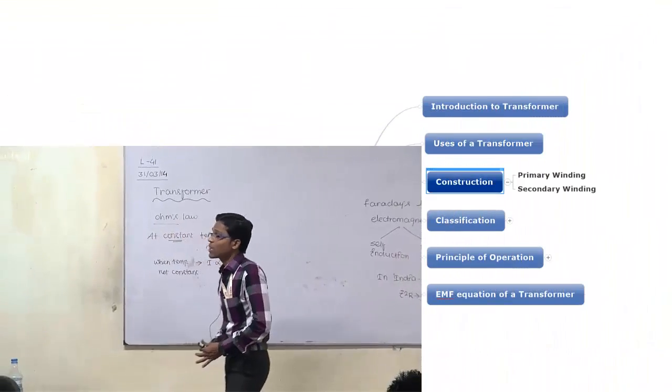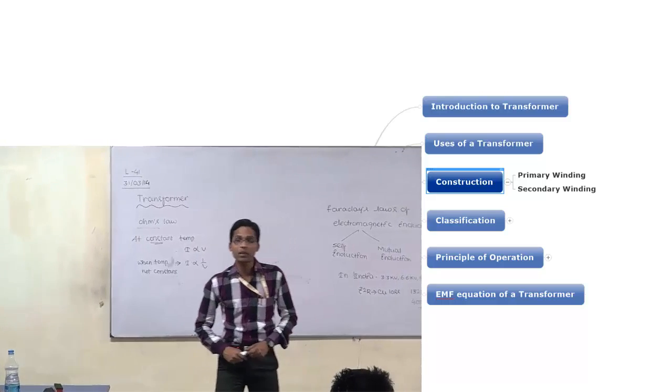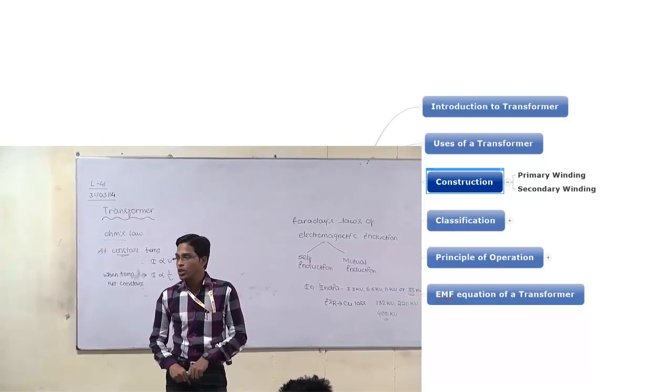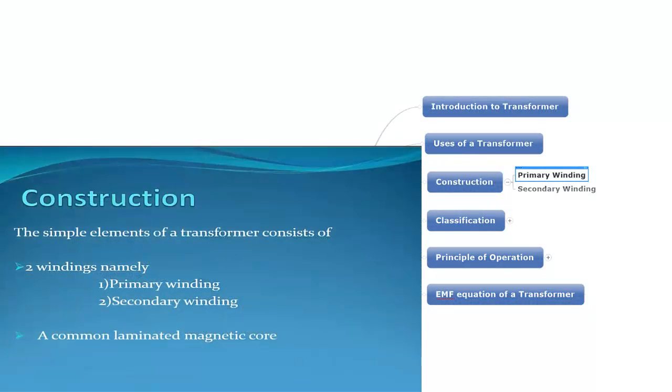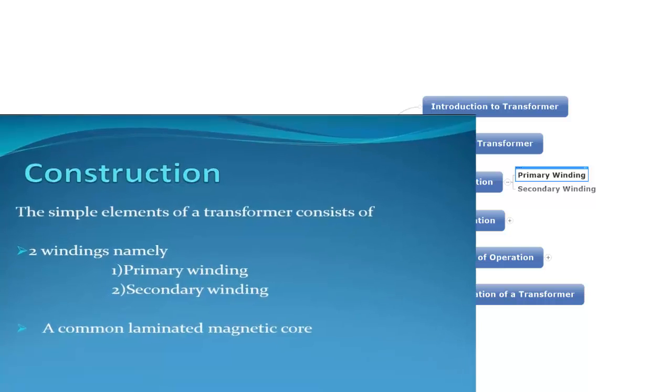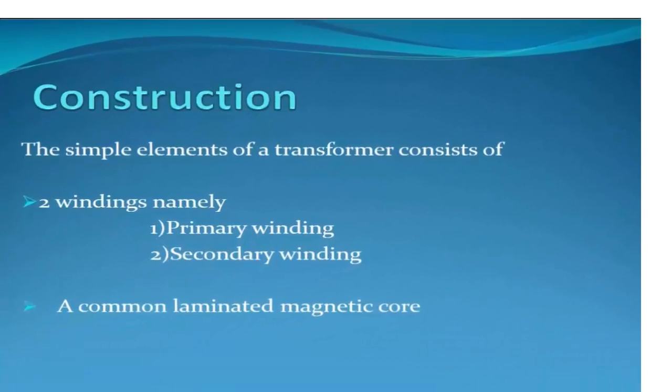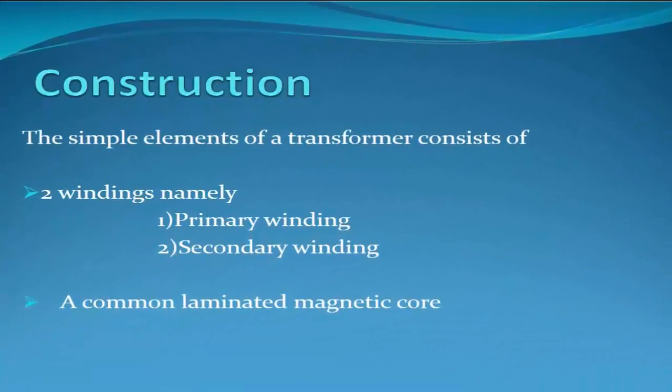Next one is construction. What are the different parts present in a transformer? These are the two basic things in a transformer. The two most basic things are, one is called the windings. Two windings are present, one is called the primary winding, the other the secondary winding, and the next one is a common laminated magnetic core.